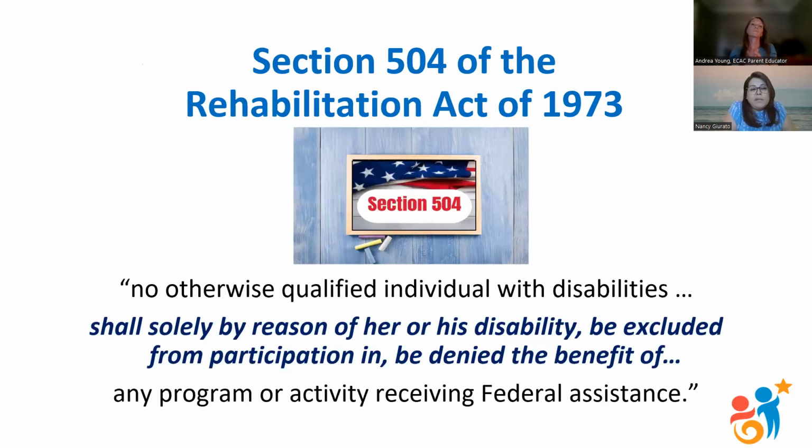And the second one is the Rehabilitation Act of 1973, Section 504. It says that all children with disabilities, or that have a suspected disability, cannot be excluded from participation, nor denied the benefit of any program or activity receiving federal assistance. Basically, every educational organization that receives federal assistance should follow Section 504.